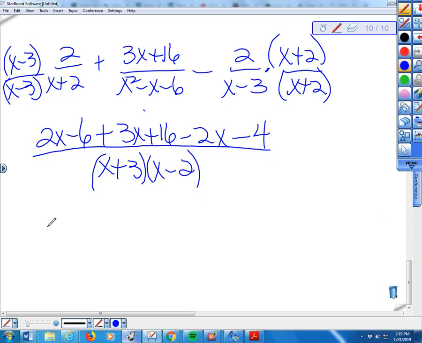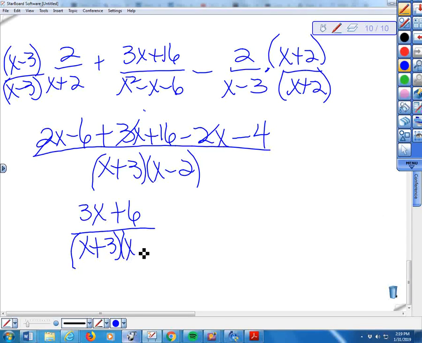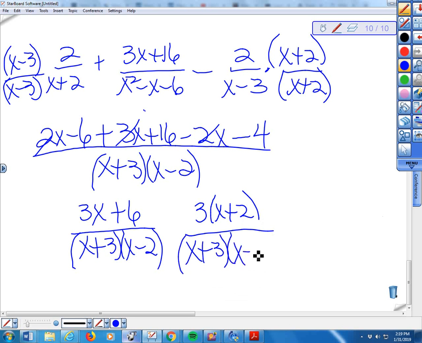Okay, so now just combine like terms. 2x minus 2x cancels. I have 3x. Negative 6 plus 16 is 10. Minus 4 is 6. And then I have 3 times x plus 2. I was so close to having my day made. So close to being able to cross them out one more time. But I'm not there. So that's as simplified as it's going to get.